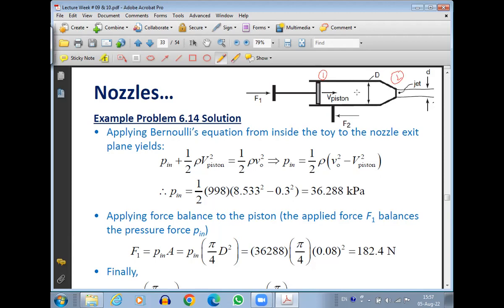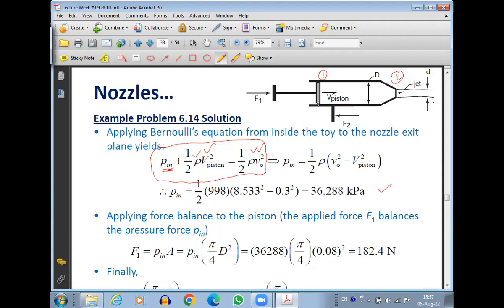Obviously, there is no elevation difference, so the elevation component Z will be cancelled. The jet is going out into the atmosphere, so P2 will be 0. So we are going to end up with this equation. In this equation, we know the velocity of the piston, we know the velocity at the outlet, we know the densities. Only the pressure at the inlet of this nozzle is unknown. By substituting the values, we can find out what P in is.